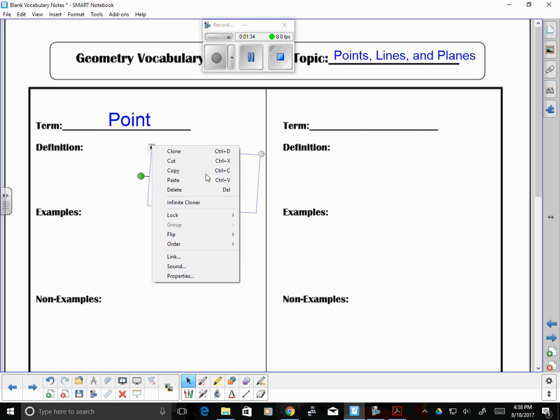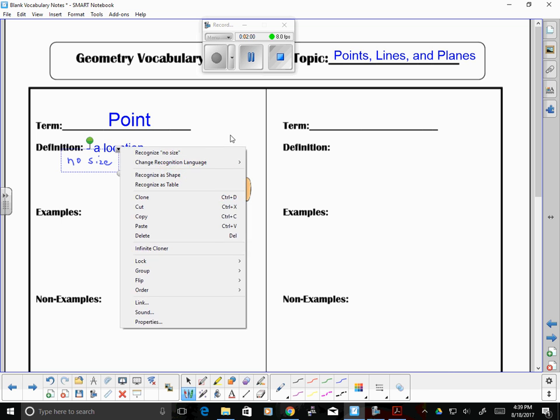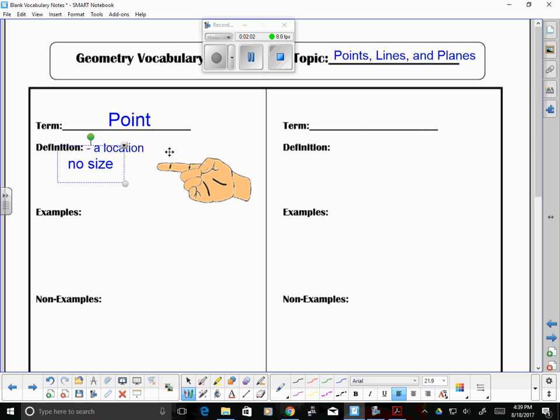I've got my hand and I'm pointing at something. So for a definition, a point is a location. It has no size. It doesn't have any height or width, anything like that. All right, so what are some examples of points?